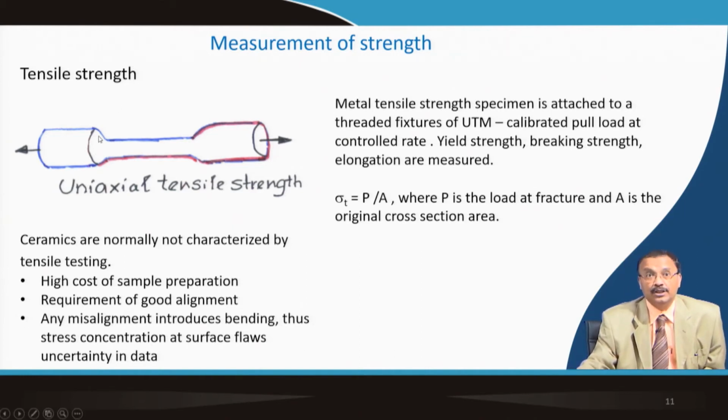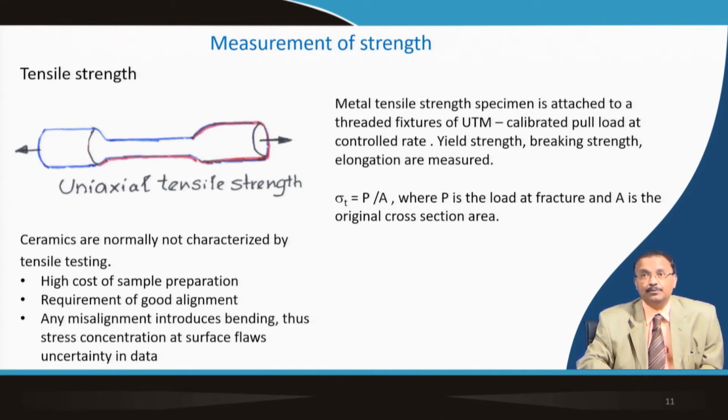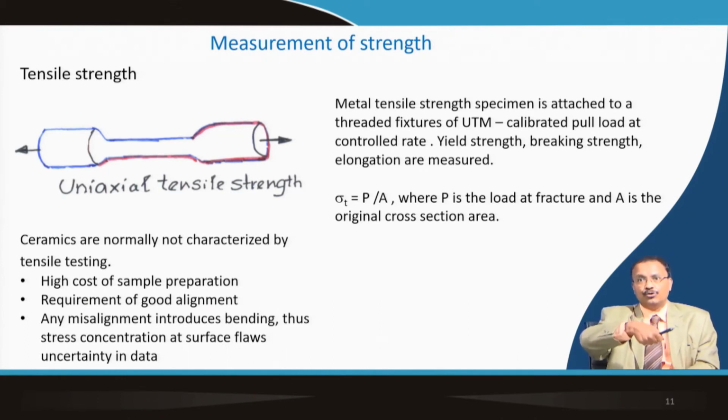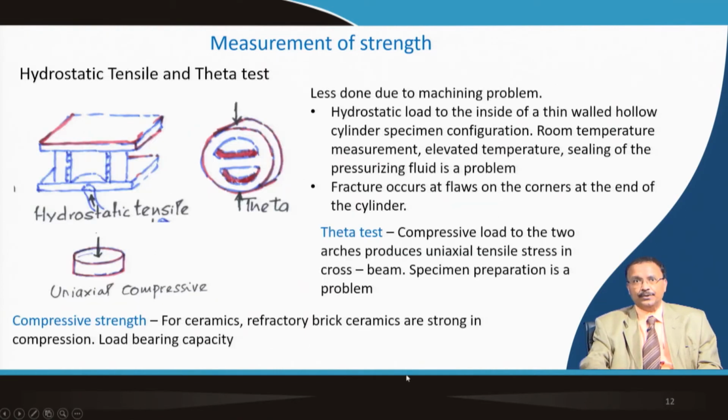Usually this specimen is attached to a threaded fixture in a universal testing machine, and a calibrated pull load at a controlled rate is applied, and yield strength, breaking strength, elongation etc. are measured, and sigma is nothing but the applied load divided by the instantaneous or the original cross-section area. And once it breaks, then you can easily estimate the fracture stress of the sample.